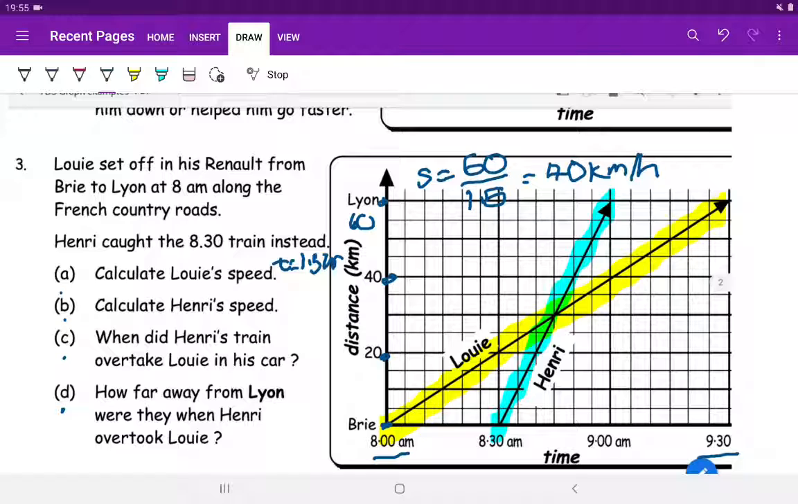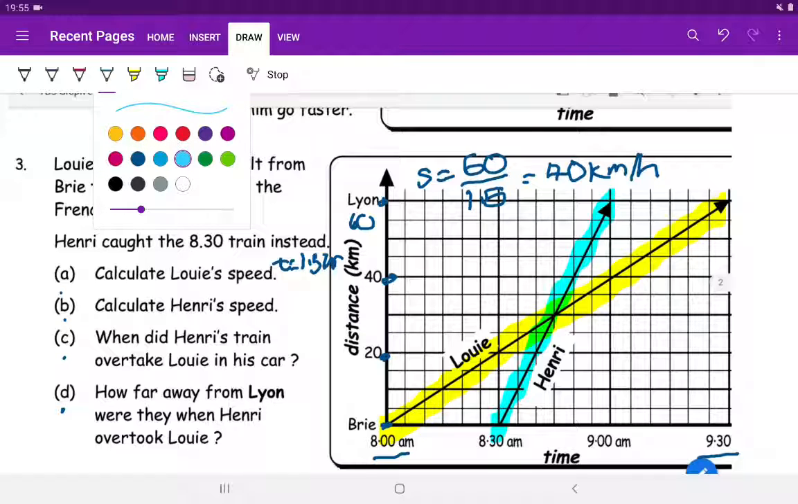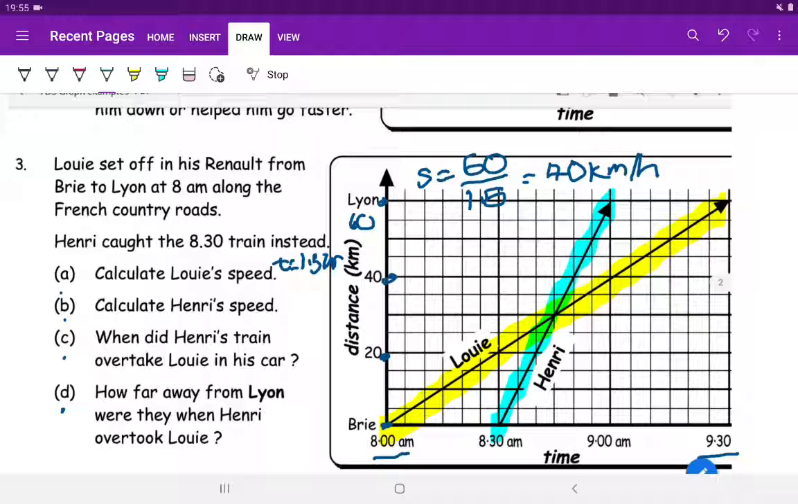Now, Henri's on the train. Let me do the train in this pale blue colour. Henri's speed. Now, Henri gets on the train at 8:30 and he arrives at 9 o'clock. So his time is only half an hour, 0.5. He's travelling the same distance. So his speed is 60 divided by 0.5. Okay, 60 divided by 0.5 is 120 kilometres per hour. Okay, so that's their two speeds.